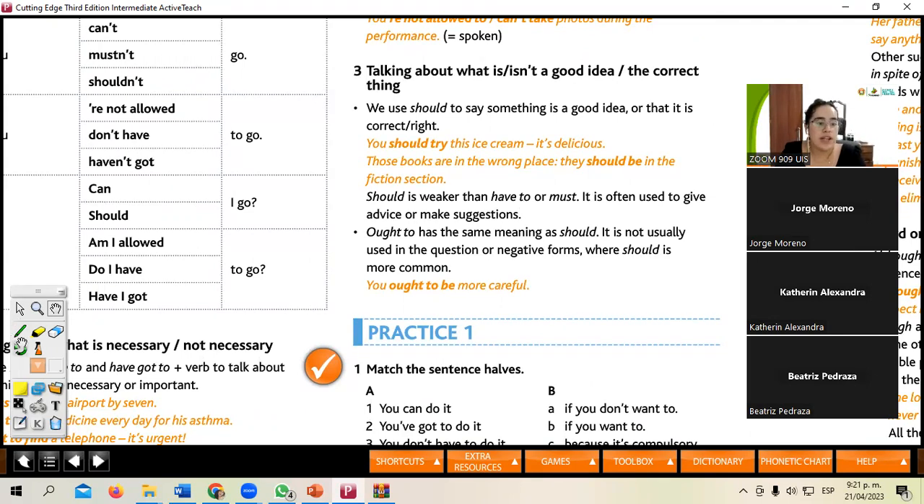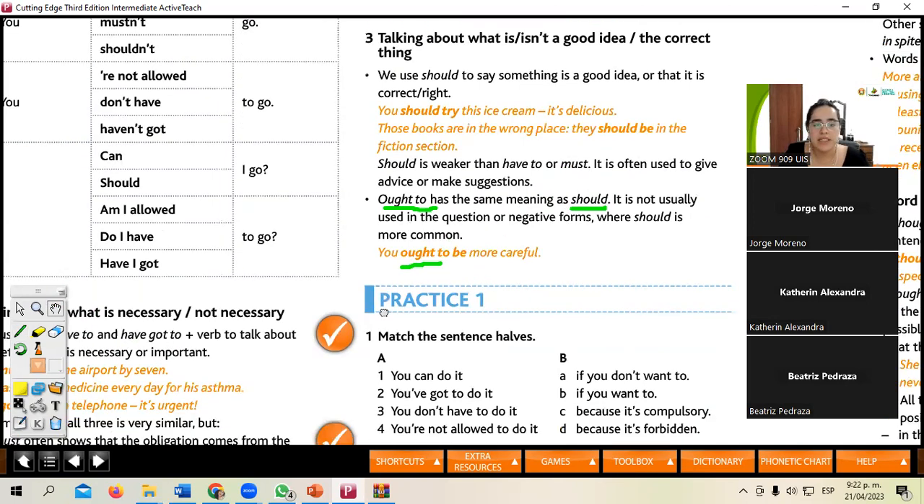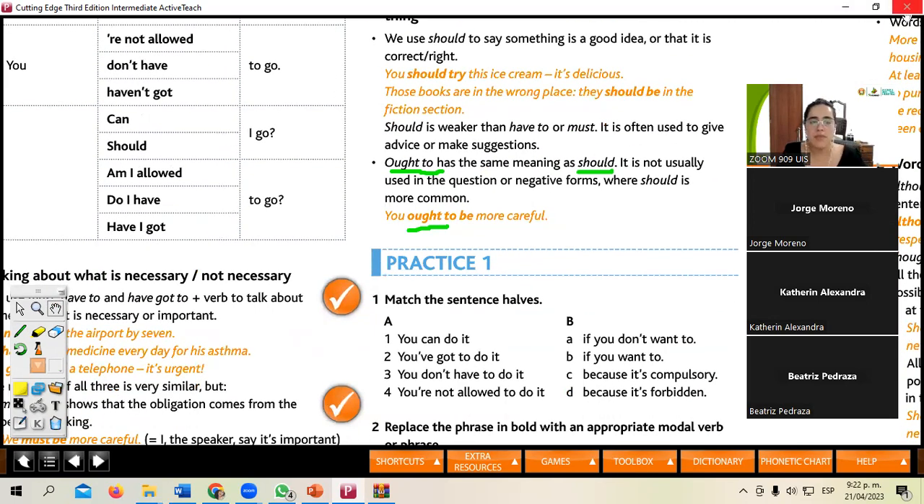Y bueno, ahora el ought to, lo que les estaba diciendo antes. El ought to is the same meaning as should. Significa lo mismo que el should, ¿no? It is not usually used in questions or negative forms. Entonces, la forma del ought to la usamos en oraciones positivas solamente. You ought to be more careful. Debería ser más cuidadosos. Okay?